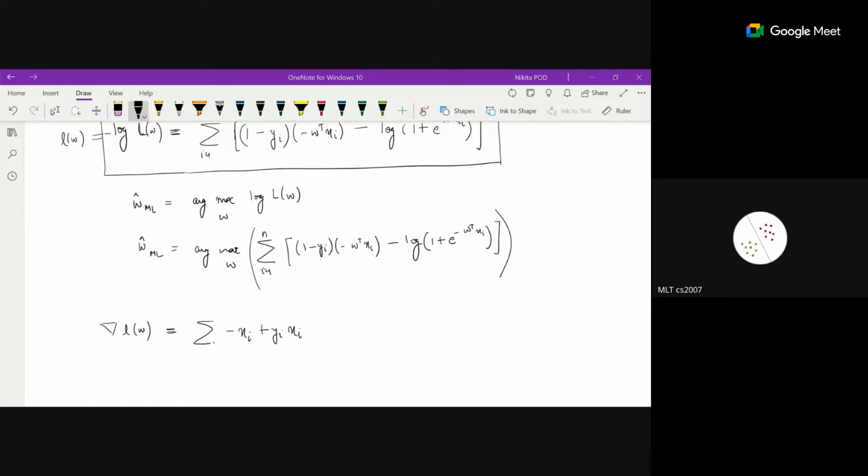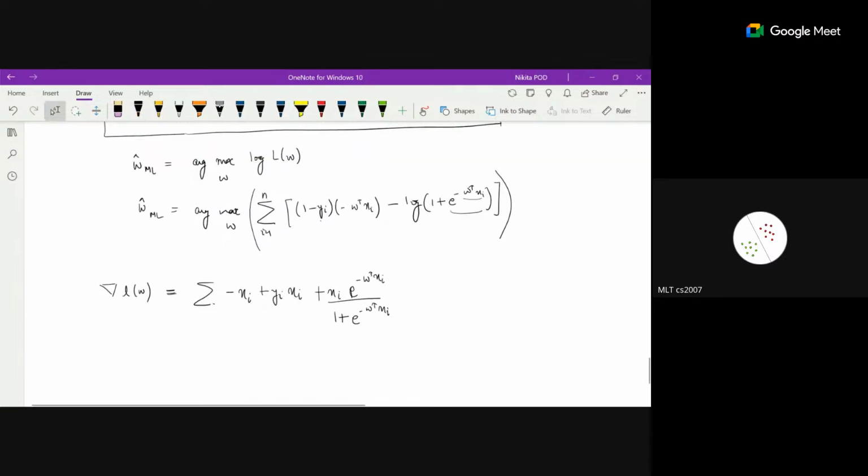Then you have log of 1 plus e to the power minus W transpose Xi. So this is going to be minus of 1 plus e to the power minus W transpose Xi, right? And then you have to differentiate this term, which is e to the power minus W transpose Xi. So I'm going to write e to the power minus W transpose Xi. And now for W transpose Xi, we have to differentiate, and that is going to be minus of Xi. So you have minus of Xi, so it will make it plus Xi. This is what we get, where i is varying from 1 to n.